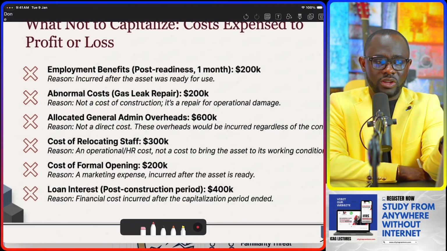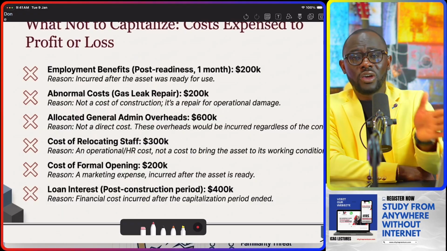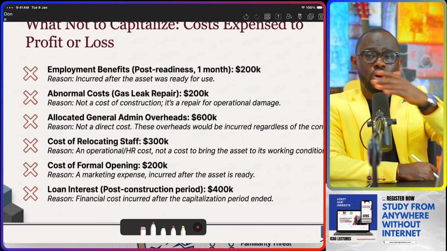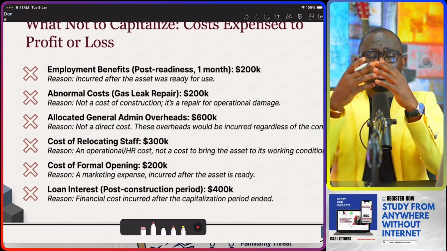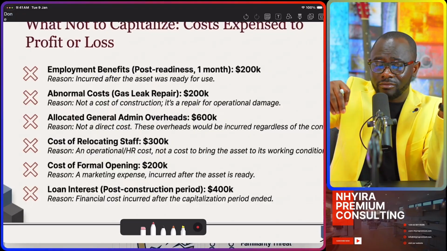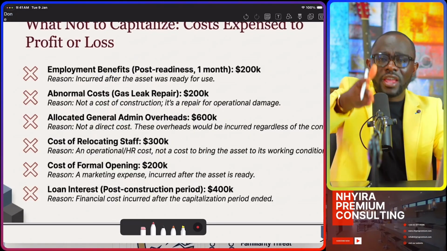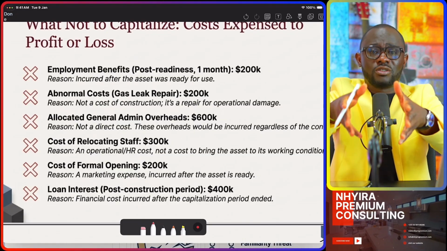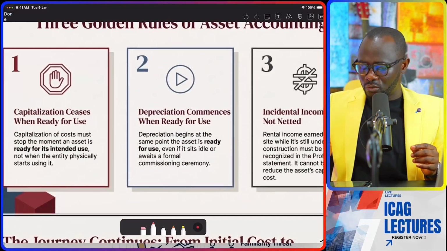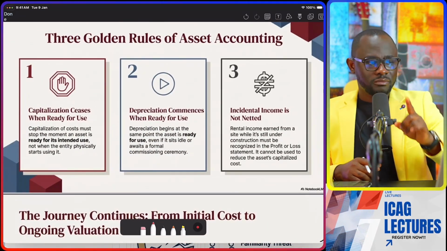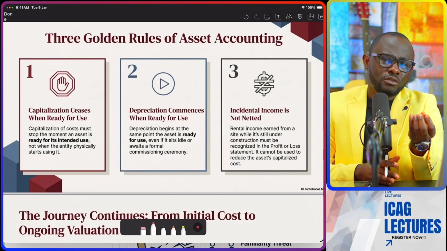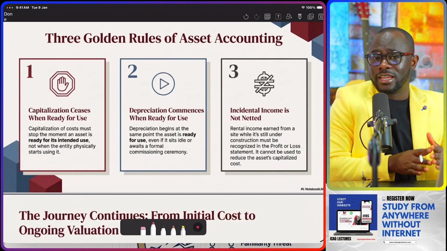Allocated general administration cost, cost of relocating staff to go and work in that particular asset, cost of formal opening, even cost of training employees to use the asset, that cannot be capitalized. Because whether you train them or you don't train them, the asset is ready for its intended use. So the key principle that we then walk away with was that, number one, capitalization of cost ceases when the asset becomes ready for its intended use.